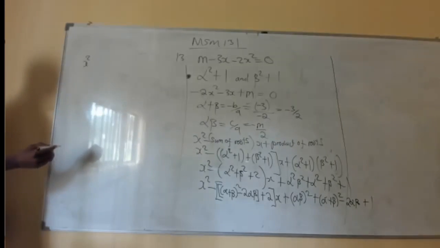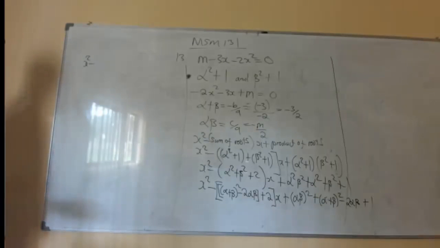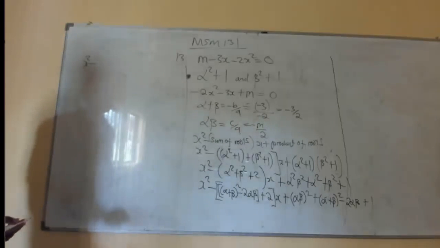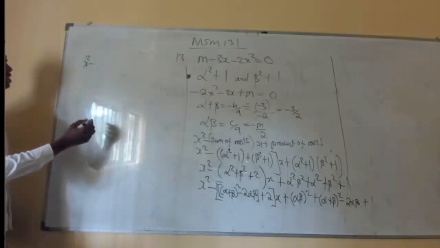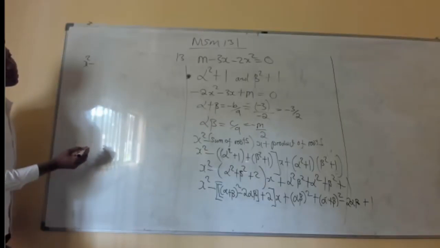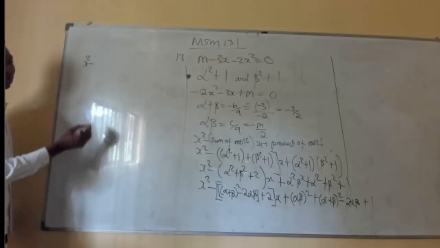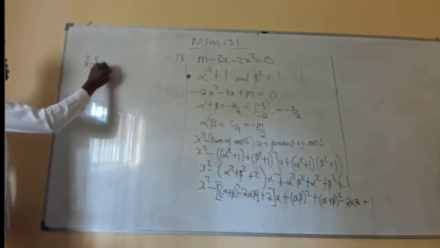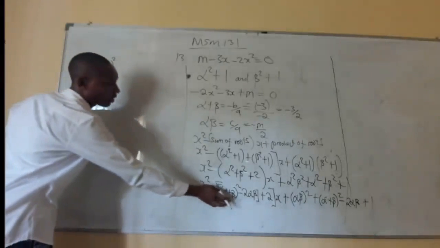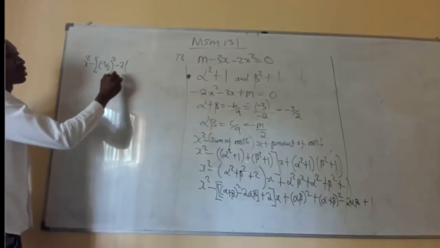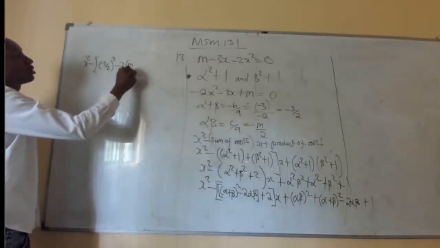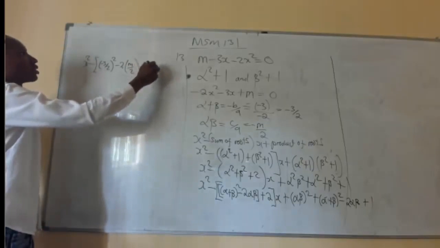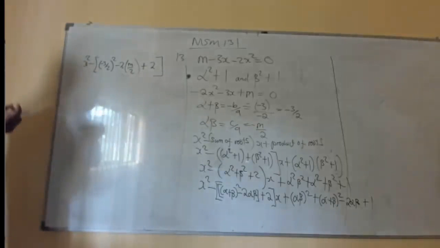So now the equation in question is x squared minus, we have to replace alpha plus beta. What is alpha plus beta? It's negative 3 over 2. So alpha plus beta is negative 3 over 2, so we have negative 3 over 2 squared from here, minus 2 m over 2, okay, plus 2. So this is just the sum part I'm doing.